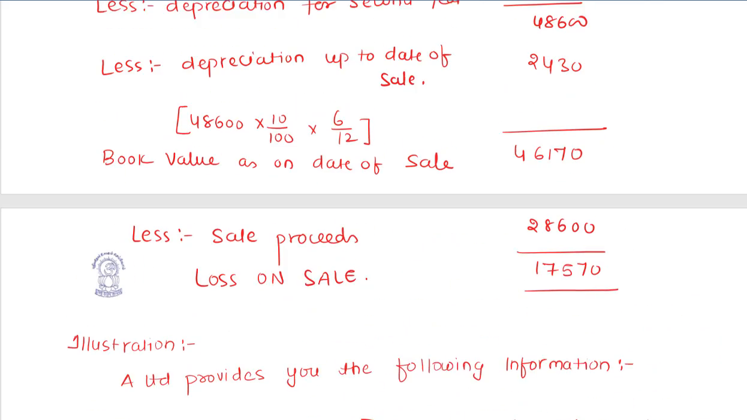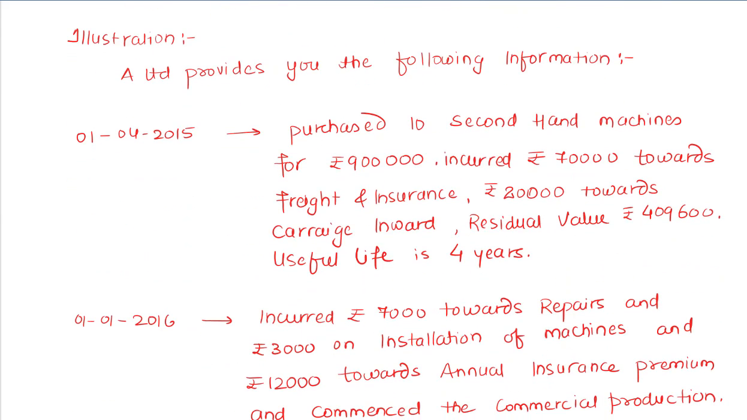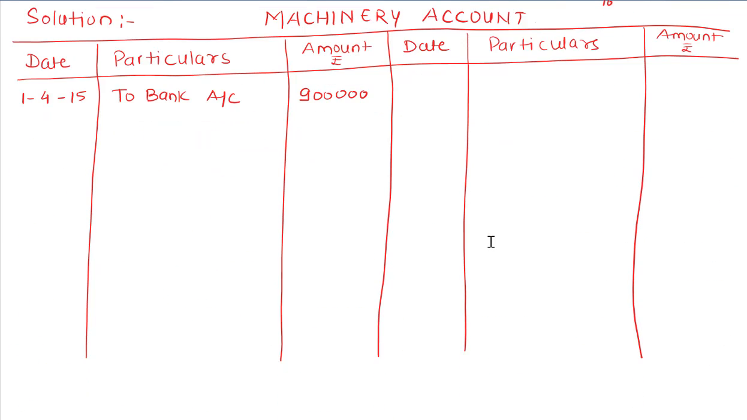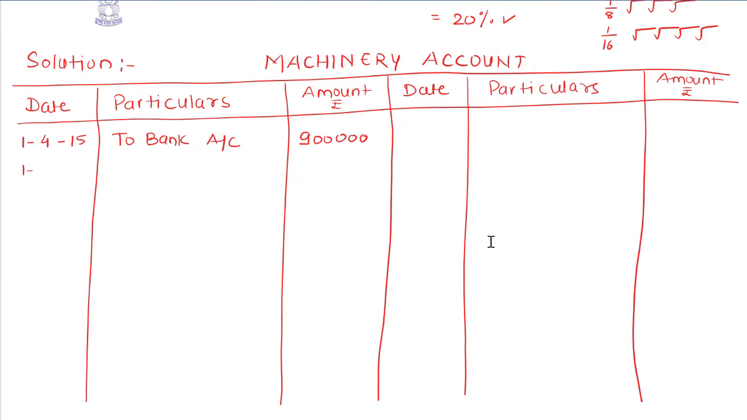On the same day, we have incurred certain expenditure on that. That is 70,000 towards freight and insurance, and 20,000 towards carriage inward. The date is the same, 1st April 2015. To bank account, 70,000 plus 20,000, that is 90,000.